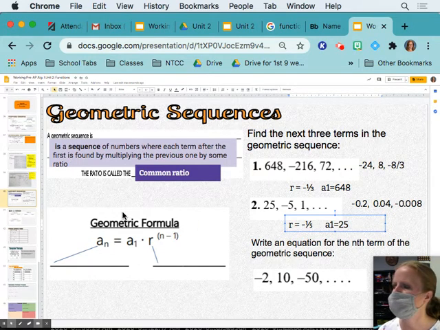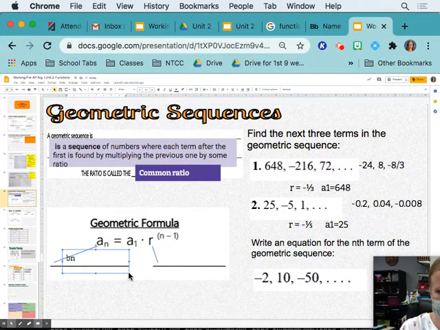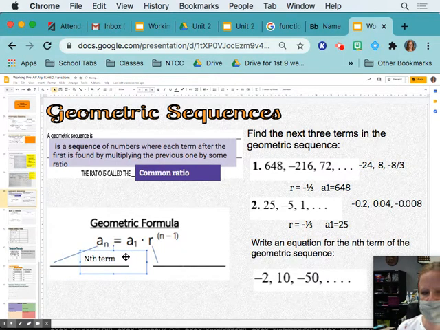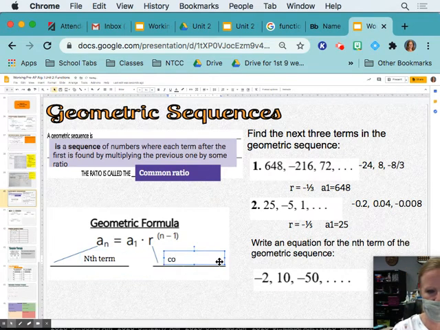Okay, so let's look at our formula for geometric sequences. This has the same AN, and then it has A1, and then it has R, but it still has the N minus 1. So AN means the nth term, whatever that is. So let's say it's the 5th term, 22nd term, whatever. And then your R is the common ratio.